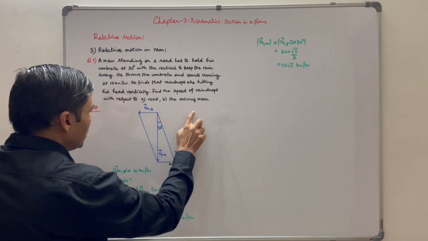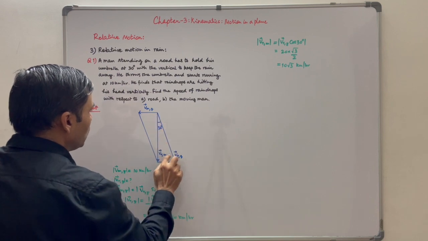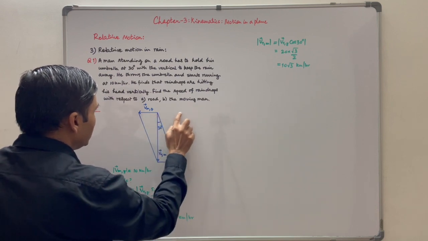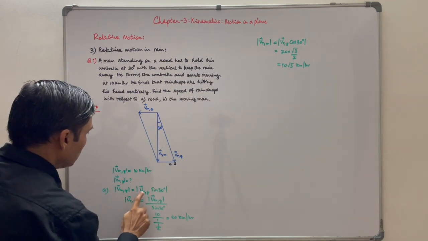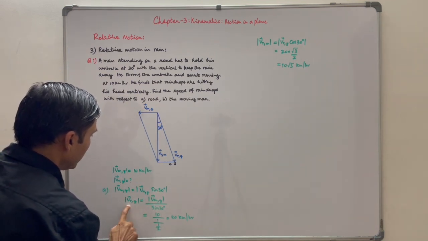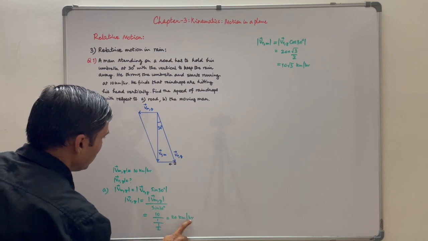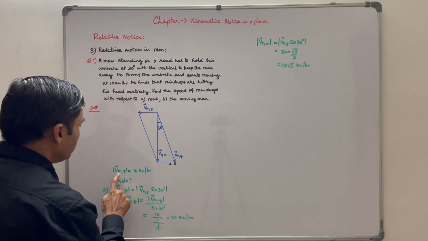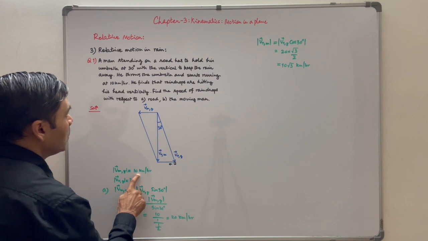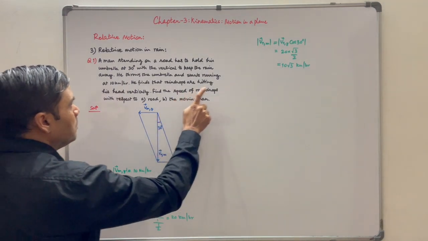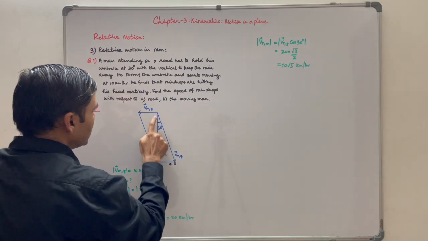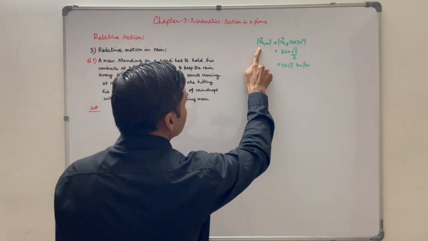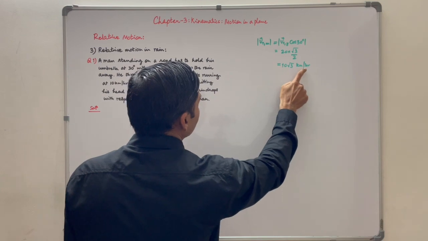So the horizontal component of VRG will be VRG sin 30, and that will be equal to VMG. So VMG is equal to VRG sin 30. So VRG comes out to be 20 km per hour, as VMG is given as 10 km per hour. In part B, VRM is equal to VRG cos 30. So VRM comes out to be 10 root 3 km per hour.